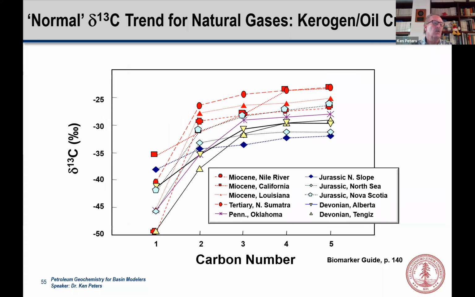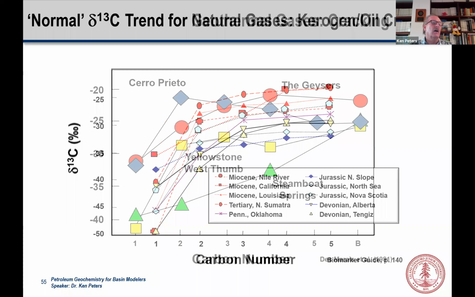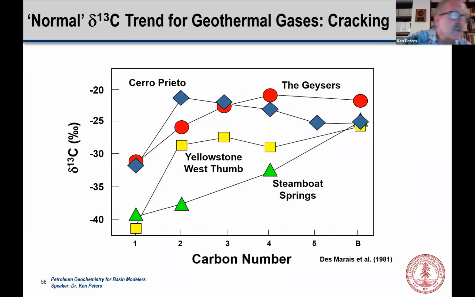abiogenic gas. Well, if you look at gases around the world, these are gases from all over the world. All of the gas accumulations, the major gas accumulations, show the normal isotope distribution by carbon number. So these are all thermogenic gases. They're cracked from higher molecular weight organic matter. You can even go to geothermal gases. These are Yellowstone, the geysers, and they show a normal distribution. So what you have at these hydrothermal zones is you have circulating groundwaters that are bringing organic matter from the shallow sediments down to depth, cracking it and bringing it up to the surface as gases.